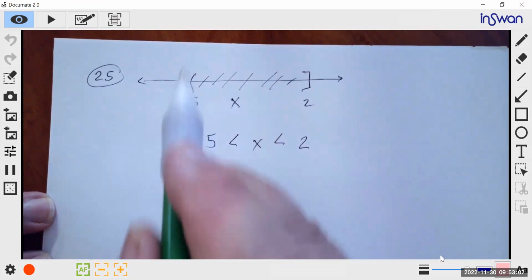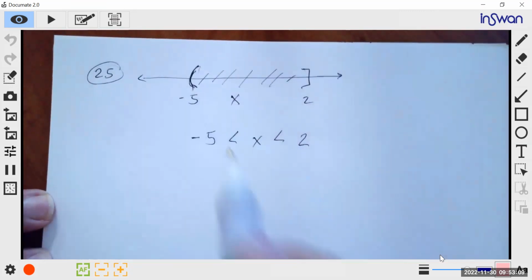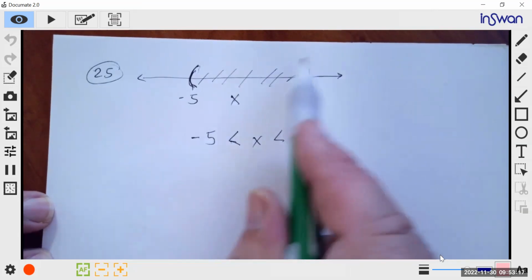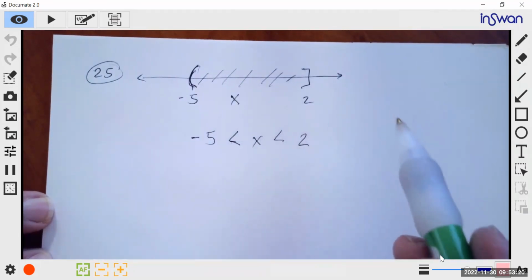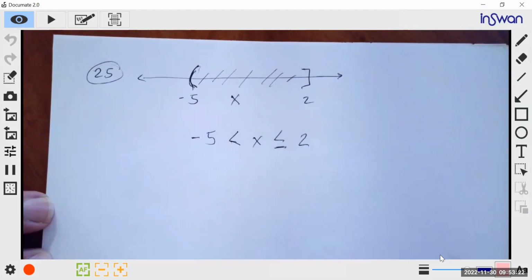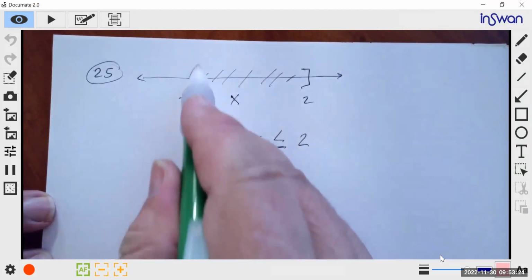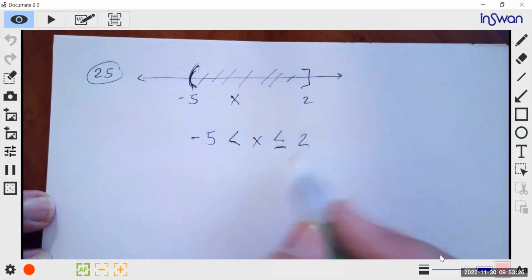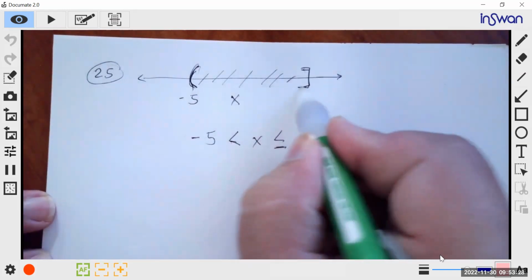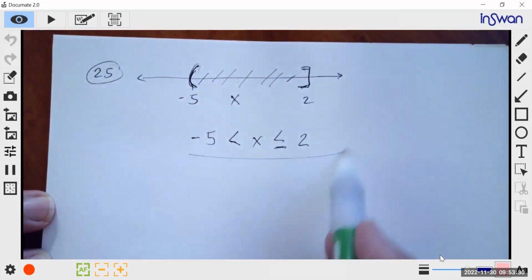Now, the first one, since it's a parenthesis, is there a line underneath it or not? No. How about the 2, since it's a bracket? Yes. So a parenthesis doesn't have a line underneath it. The bracket does. So there's your answer.